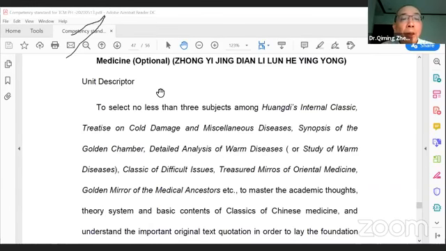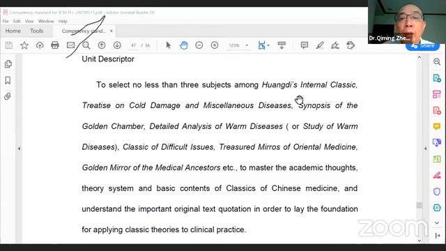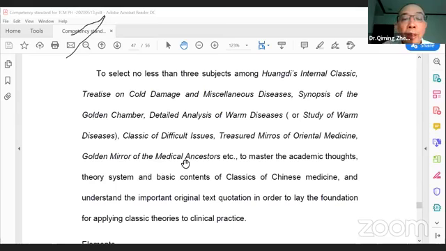So in the unit descriptor, select no less than 3 subjects among the Huangdi's Internal Classic, Treatise on Cold Damage and Miscellaneous Disease, Synopsis of the Golden Chamber, detailed analysis of worm disease, Classic of the Difficult Issues, Treasure Mirrors and Oriental Medicine, Golden Mirrors of the Medical Ancestors, to master the academic source, theory system, and basic contents of classic Chinese medicine, and understand the important original text quotations in order to lay the foundation for applying classic theories to clinical practice.